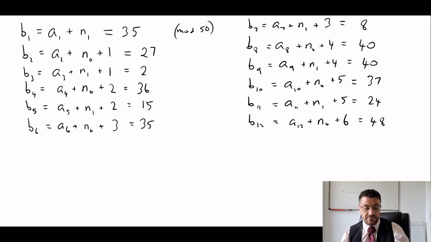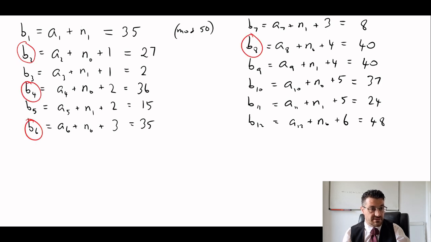Well, what I did next was I singled out B2, B4, B6, B8, B10, and B12. Okay. Because these all involve n sub naught. So what I was hoping to do was to try to figure out a value of n sub naught.